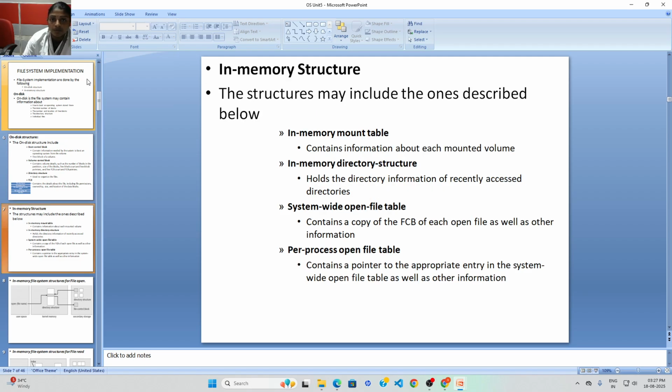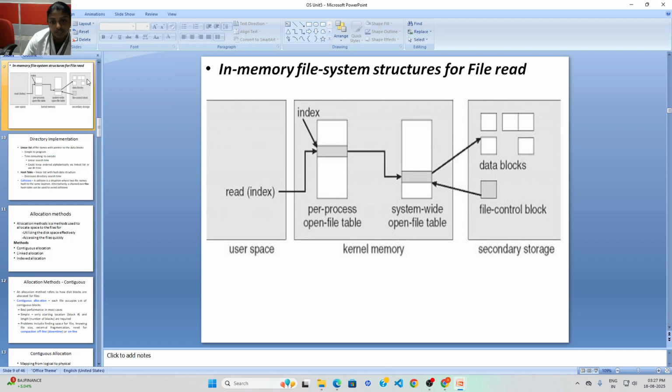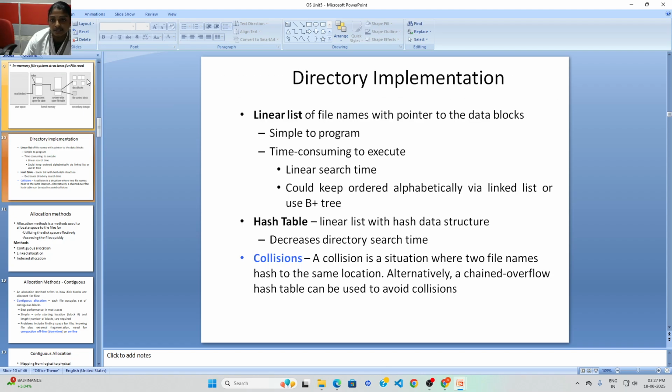Next, in-memory structure, which is described in memory functions with the less amount of memory that will be allocated. First, it contains the information about the mounted volume. Next, it holds the directory information. Next, a system-wide copy of the FCB for each open file, a system-wide function. Next, per-process function, direct communication. Next, these are the graphs in a memory file system, and kernel memory, user memory, and secondary storage functions are used.